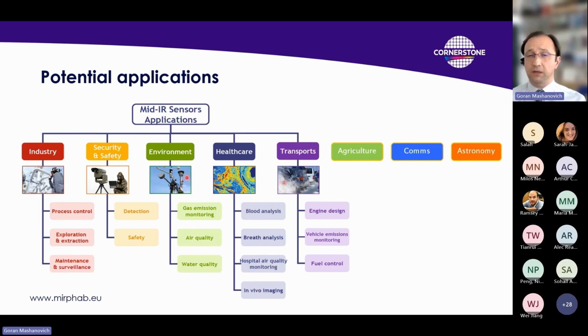As I already mentioned, we can monitor greenhouse gases, air quality in cars or in rooms, or water quality, which is becoming an extremely important field. We can also detect the presence of some dangerous materials. We can also use mid-infrared sensors in process control in industry, and in transport to monitor fuel consumption or emission of certain gases and so on. But there are some other very important fields. I'll mention three of them. First, agriculture.